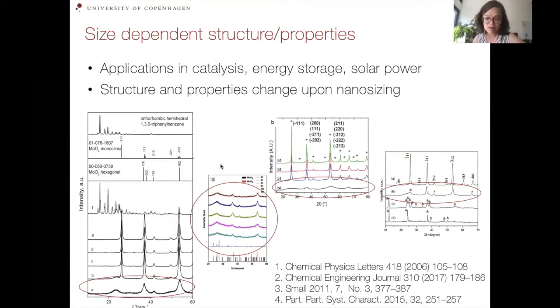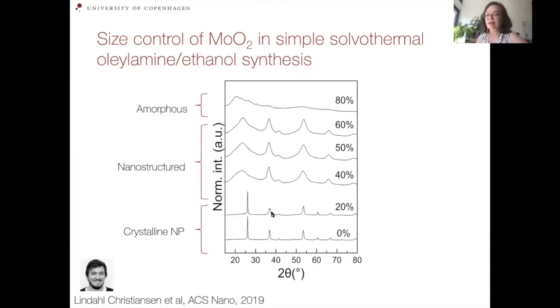So we went to the lab ourselves, where my former student Troels synthesized molybdenum oxides of different sizes or different crystallinities by changing the solvent. We did a very simple solvothermal synthesis, where we varied the oleylamine and ethanol ratio to get different sizes of the crystallites or particles. 0% here means it's 100% ethanol as a solvent. As we increase the percentage of the amine in the synthesis, we get smaller and smaller particles, and we get almost to something that appears completely amorphous. This is the kind of structure we were interested in analyzing, because this seems to be something that forms generally for small molybdenum oxides.